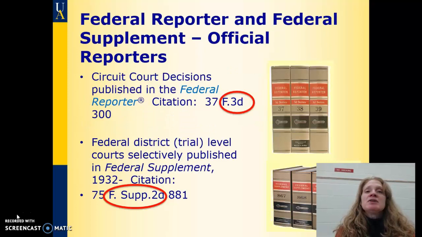Federal reporters for your appellate level cases, your intermediate appellate courts, your circuit courts, that's called the Federal Reporter. You'll see that cited as, like we have here, 37 F.3d 300, the third series of those federal reporters. By third series, I just mean there was a first series that originally came out, then the publisher decided there were too many books in that, so they moved on to a second series, then they finally published a third series, F.3d. The district court level cases, your trial court level cases, are going to be published in the Federal Supplement, abbreviated F.Supp. or F.Supp. second.